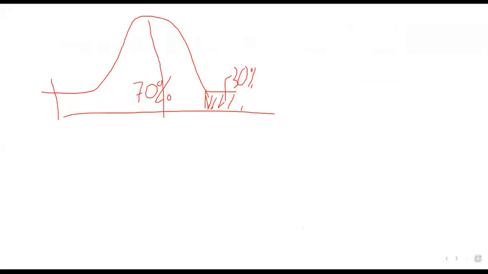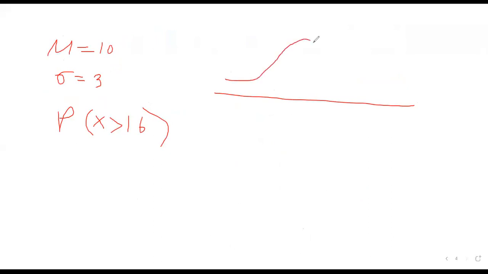We are told that our mean is 10. Our standard deviation is 3. So we're being asked to find the probability of x is greater than 16. Step 1, what do we do according to the rules? Step 1: illustrate. In the middle here, we put our mean, which is 10.